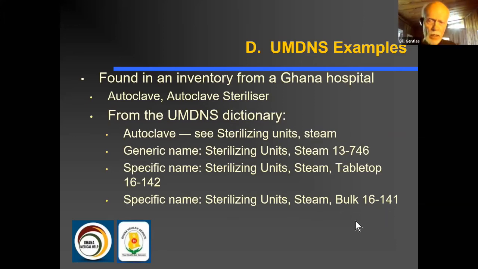And so it's important when you're entering data into the inventory that you make the information as specific as possible, because if you're counting tabletop sterilizers and mixing it in with bulk sterilizers, it doesn't really give you a good picture of how many of a particular type of sterilizer you have. So the inventory that we're proposing to implement will allow you to do this fine separation of these detailed specific names.